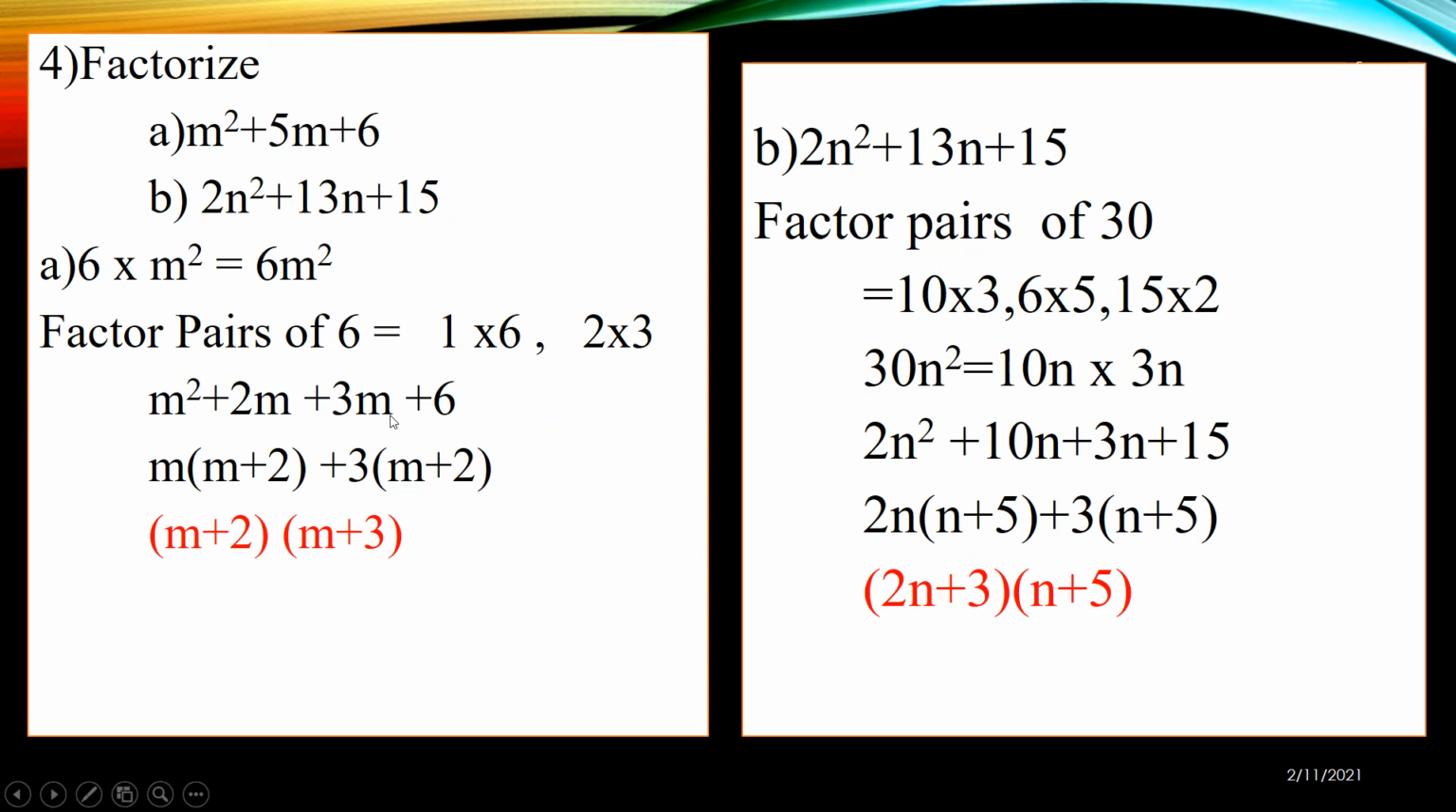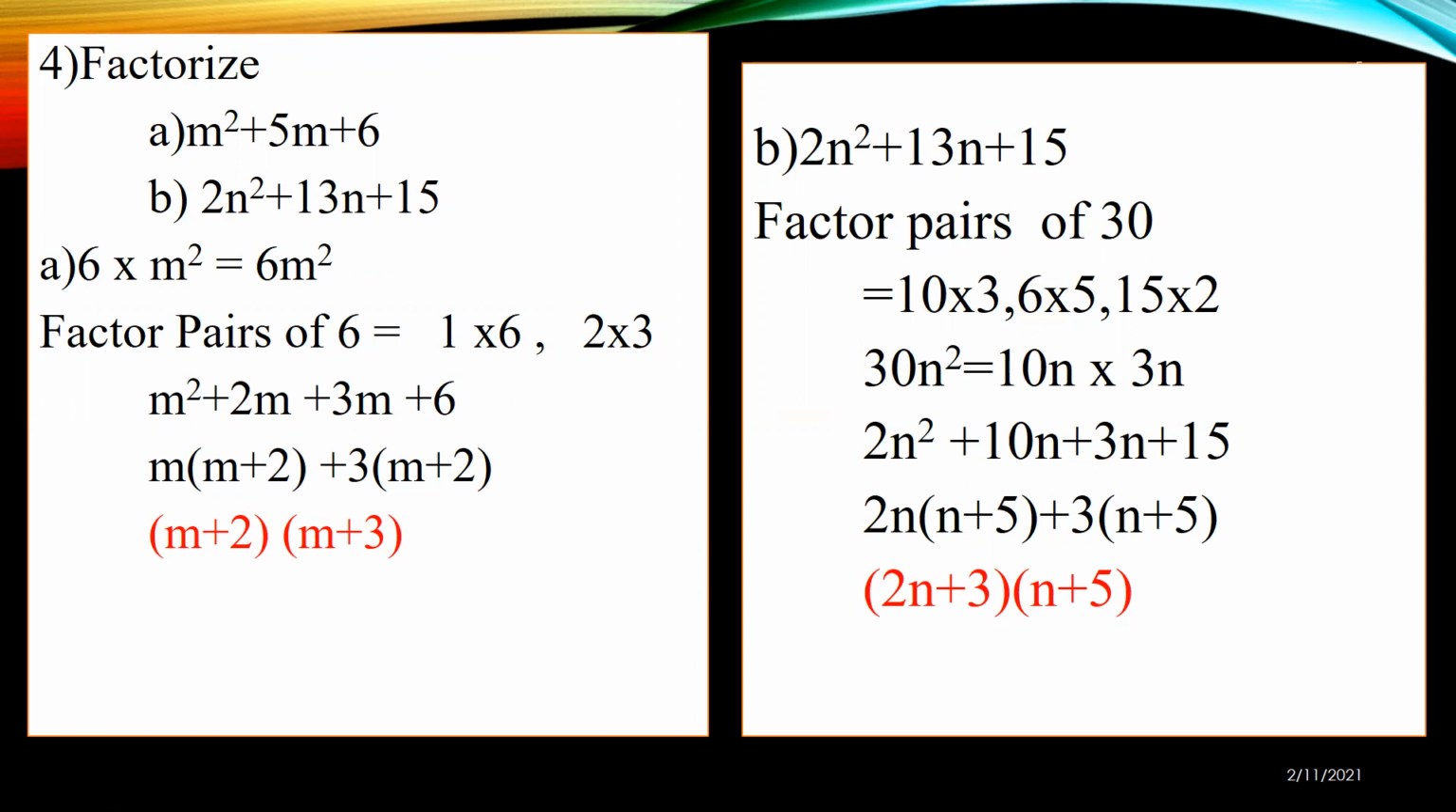Now I will write my next step as m squared, and I'm not going to write 5m. Instead of 5m, I'm going to write these 2 numbers. Then I'll get m squared plus 2m plus 3m plus 6. Now you get the common factors out. In the first 2, m is common, so you will get m plus 2. In the next 2, 3 is common, you will get m plus 2. Then m plus 2 in one bracket, m plus 3 in another bracket. In a similar way, you can do the B part as well.